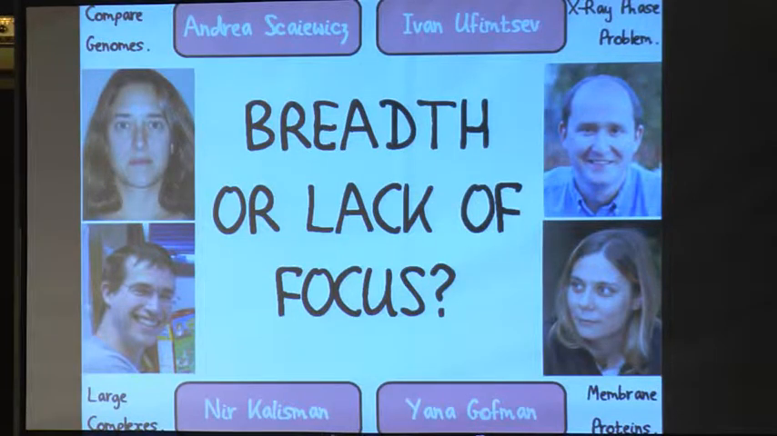But right now, I have a very small group, which is kind of fun. We're working on rather different projects. Nia Kallisman, who's now left the lab, is working on mass spec and EM of large complexes. Andreas Skyvitz is working on new methods to compare genome sequences. Jana Gorfman is working on membrane proteins. And Ivan Ufimtsev is actually trying to solve the phase problem ab initio.